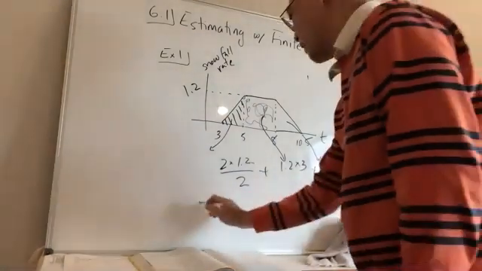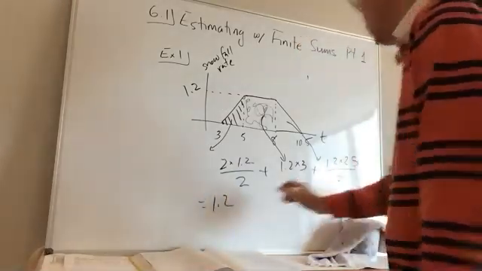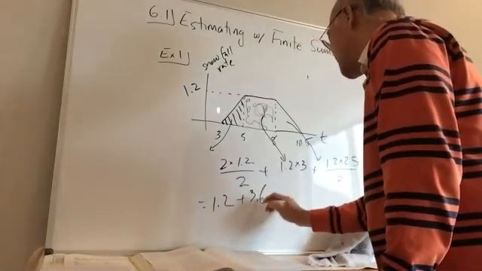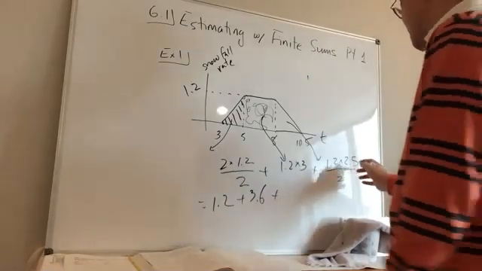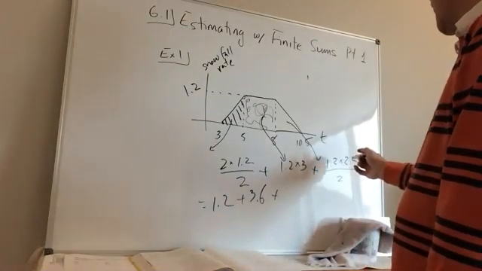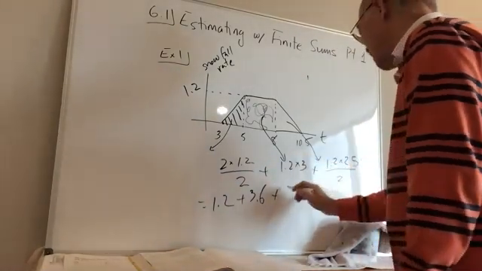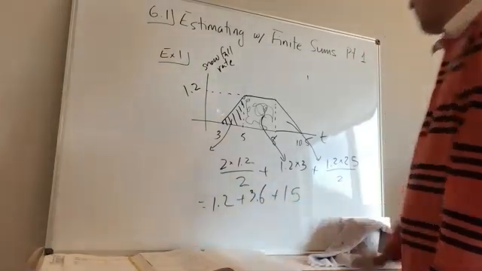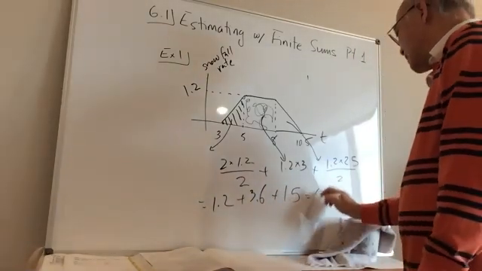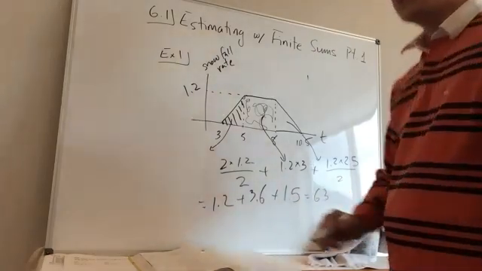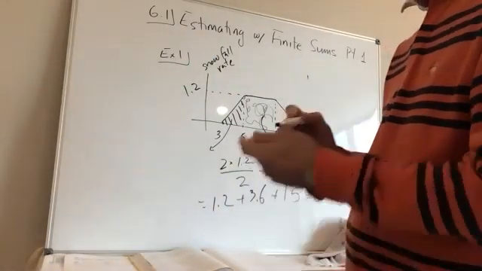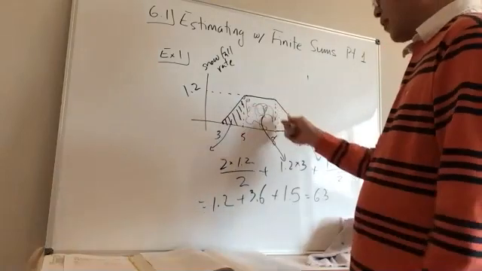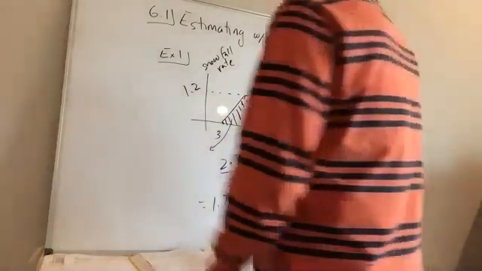Okay, so you're going to get 1.2 plus 3.6 plus 1.5. We add together, we're going to get 6.3. So we're going to get 6.3 inches. Okay, again, area under the curve, right? All we're doing is that. So this is fine.